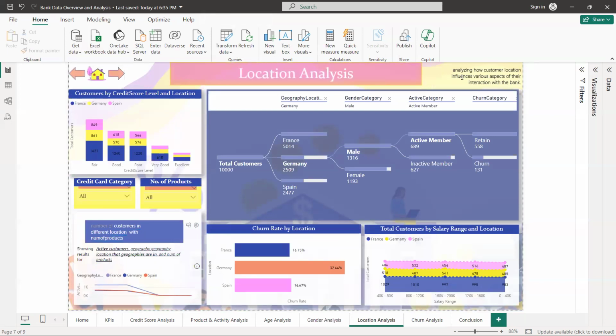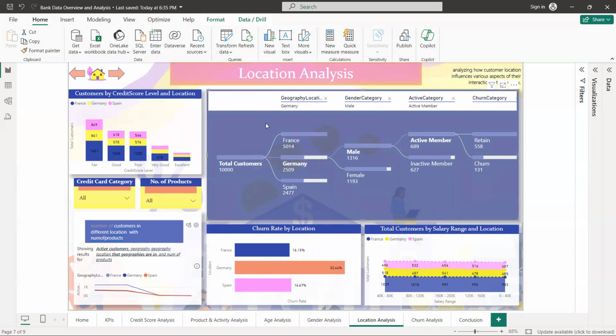Here we are analyzing how customers' location influences various aspects of their interaction with the bank. The first one is a stacked column chart, which shows the distribution of customers across different credit score levels segmented by location. From this, we can conclude that excellent credit scores have only minimal customers across all locations. Then 2 slicers. Then I have added a Q&A visual. I already asked the question here, and the outcome is in the form of a line chart.